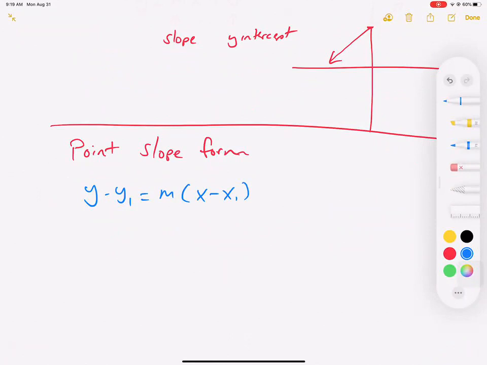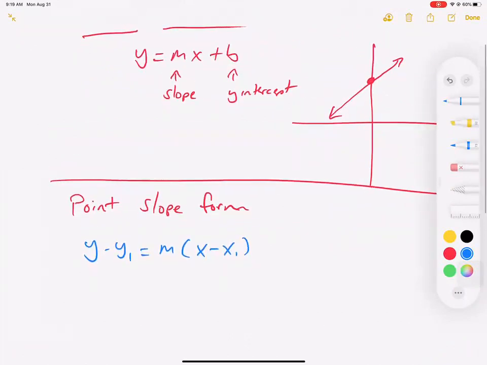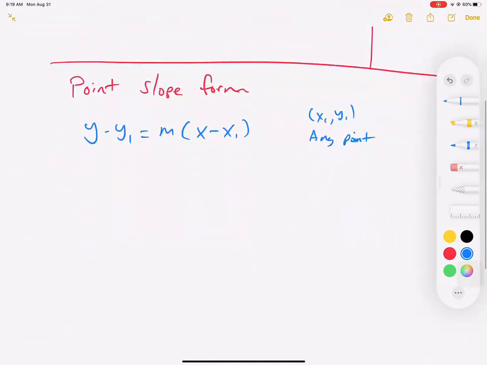Now again, this looks similar to slope intercept form, right? There's still a y, there's still an m, but instead of writing b, we are given an x1 and a y1. And this is going to be any point for us. We're not restricted to the y-intercept, this could be any point we want to use.